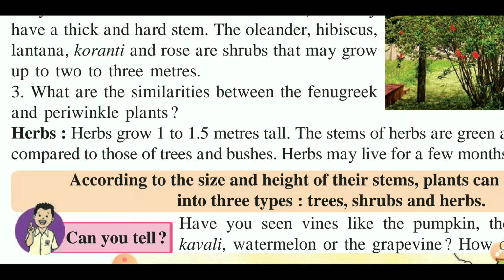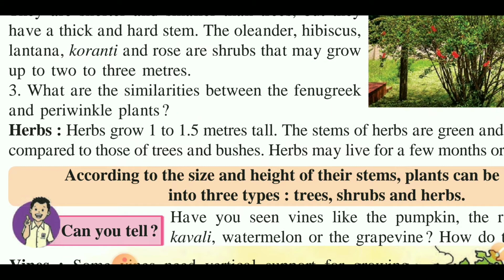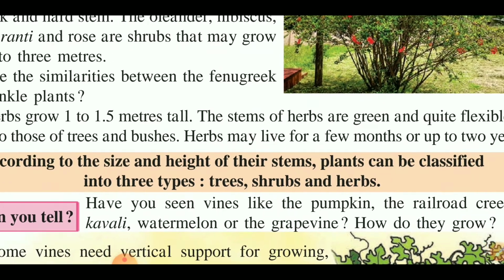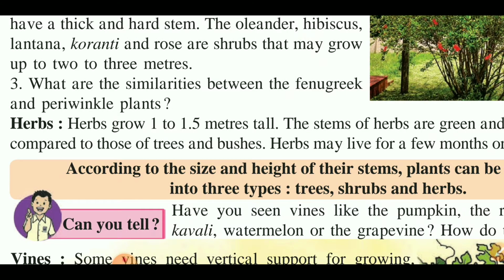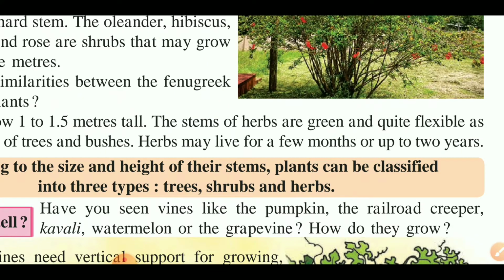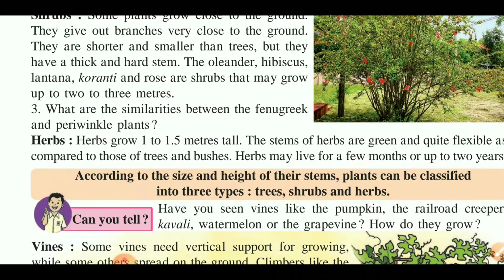What are the similarities between fenugreek and periwinkle plants? Herbs. Fenugreek you are using every day in your life. Herbs grow 1 to 1.5 meters tall. The stem of a herb is green and quite flexible as compared to trees and shrubs. Herbs may live for a few months up to 2 years. Like the periwinkle plant, the chili is also a herb plant.